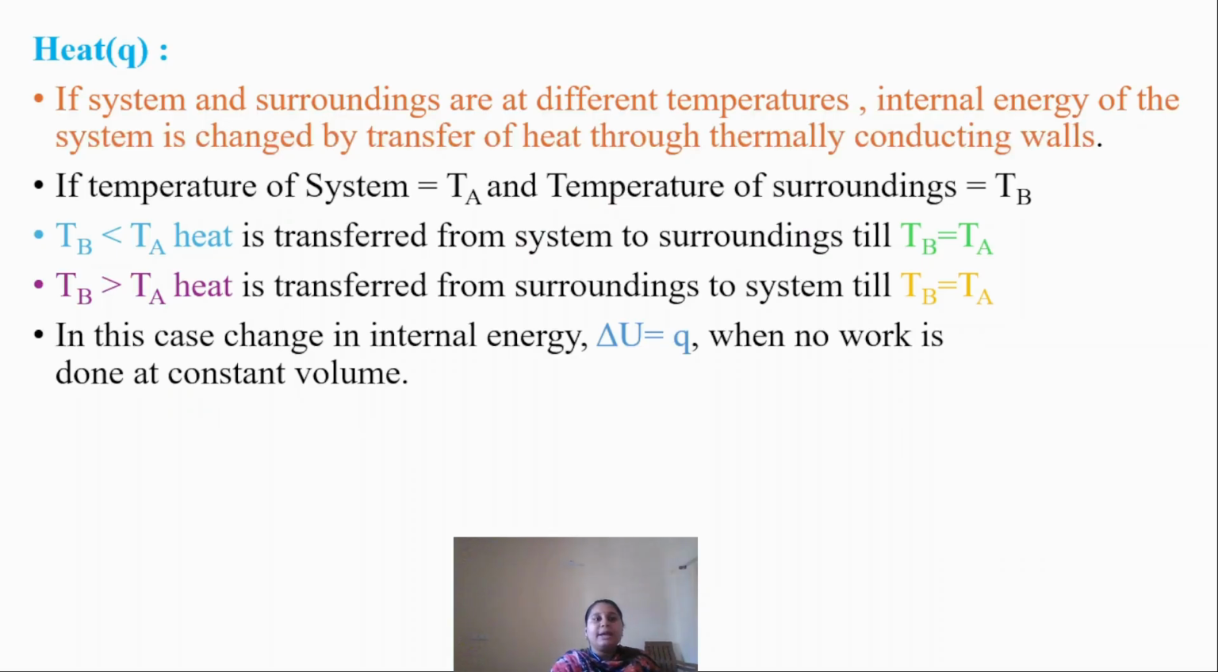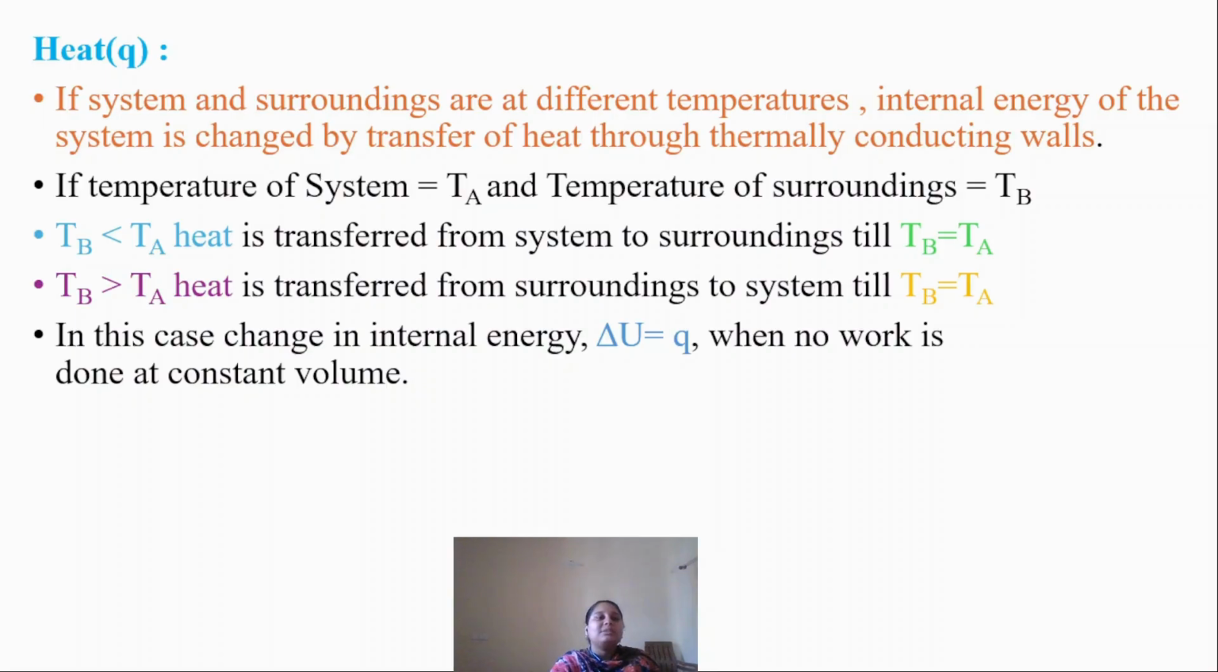The next is heat. If the system and surroundings are at different temperatures, the internal energy of the system is changed by transfer of heat through thermally conducting walls. If the temperature of the system is TA and the temperature of the surroundings is TB, and TB is less than TA, heat is transferred from system to surroundings till TB equals TA. If TB is greater than TA, heat is transferred from surroundings to system till TB equals TA.